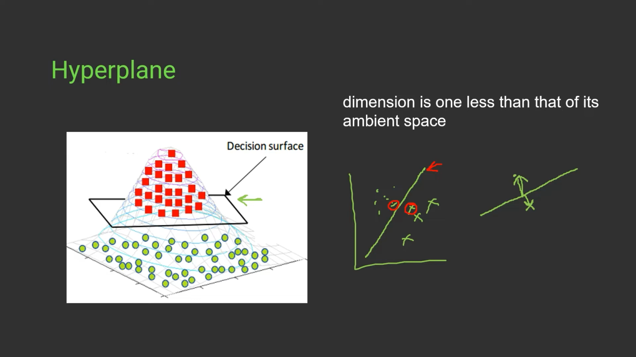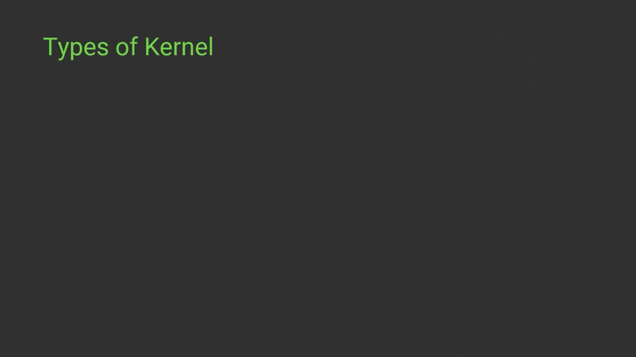Okay, and one more thing to notice is that this hyperplane always has one dimension less than the ambient space. In the previous case of kernel, you have seen that we were plotting a kernel in a three-dimensional space. So this was a three-dimensional space and your kernel is a two-dimensional decision surface. This is what I'm saying, that your hyperplane is one dimension less than that of the ambient space.